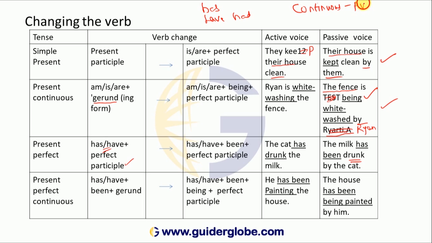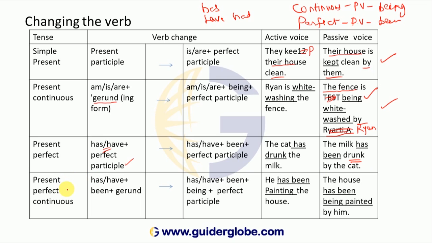Passive voice, had been. Being, you do. Continuous means B-I-N-G, whereas perfect passive voice always adds been. It has been taken. The milk has been drunk by the cat.